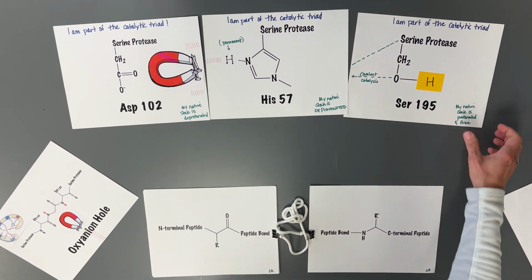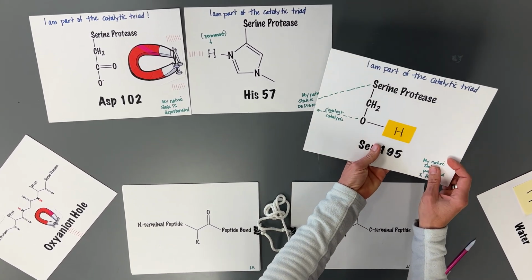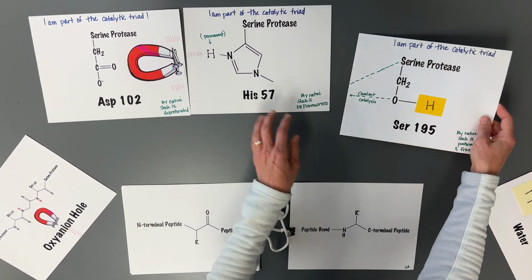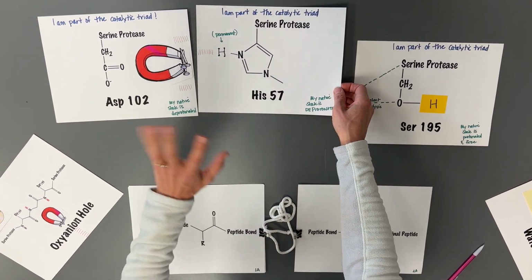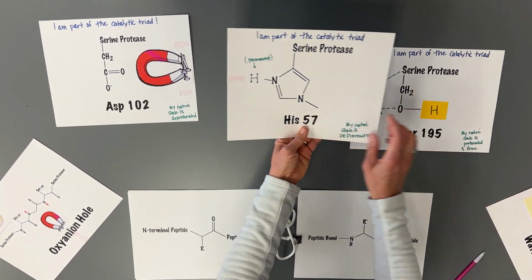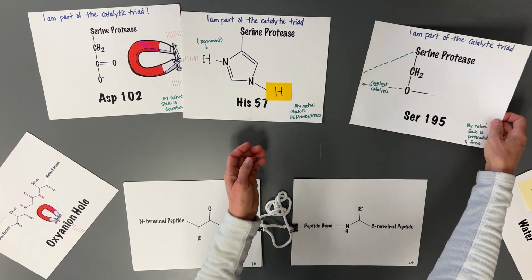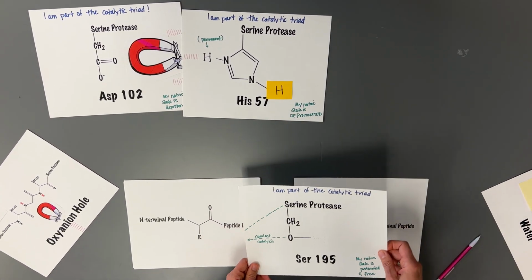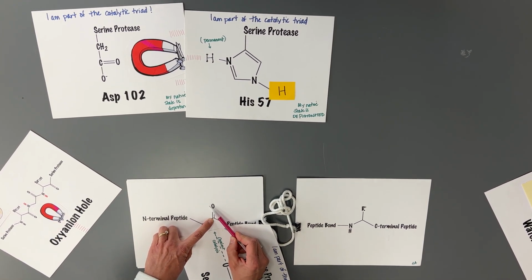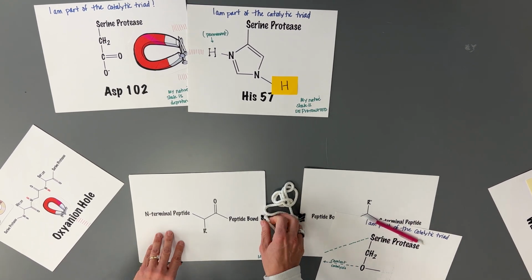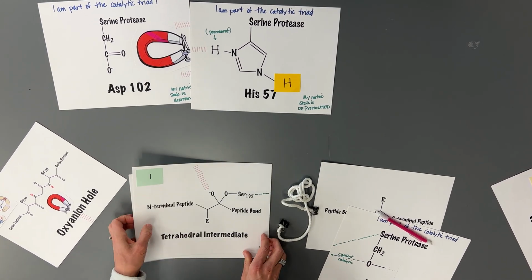So how this starts is we're going to have serine acting as a nucleophile, but its nucleophilicity is going to be enhanced by histidine 57 acting as a general base, remembering that its basicity is enhanced by aspartic acid. I'm not going to talk too much more about that catalytic triad, but histidine 57 acting as a general base serves to deprotonate serine 195, allowing it to act as a nucleophile. It's going to nucleophilically attack this carbonyl carbon, and we are going to generate a tetrahedral intermediate. So here's our first tetrahedral intermediate.